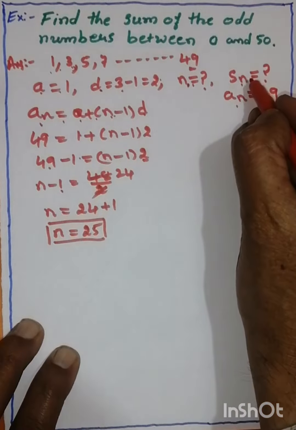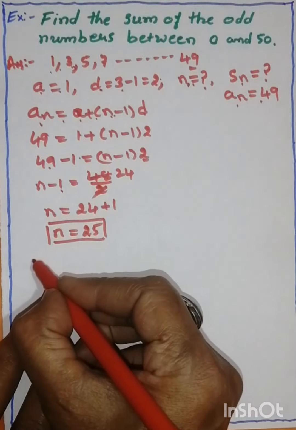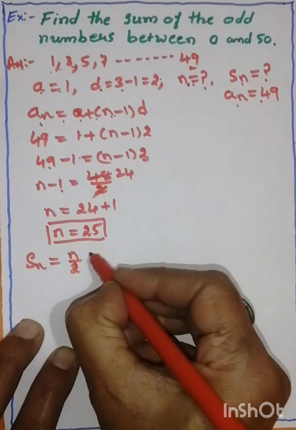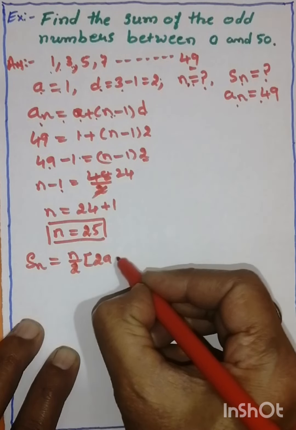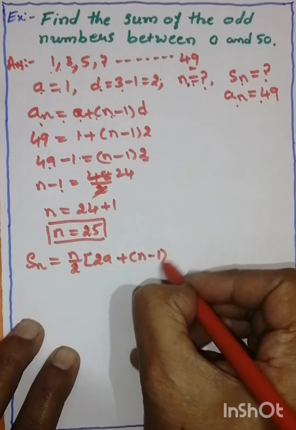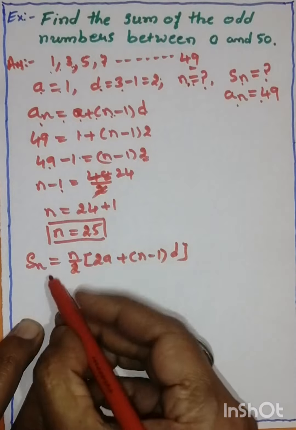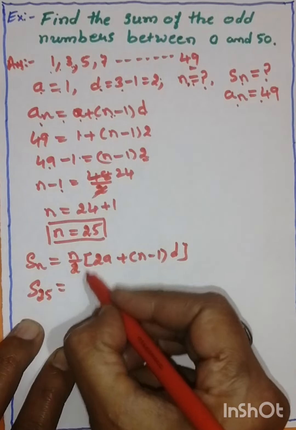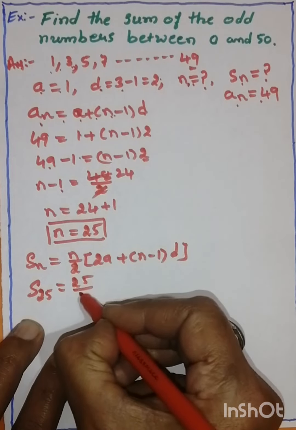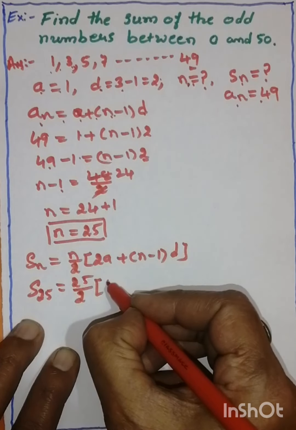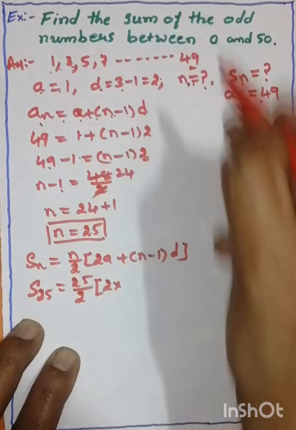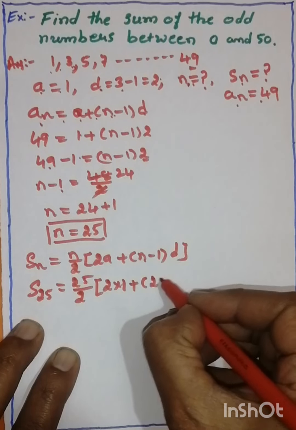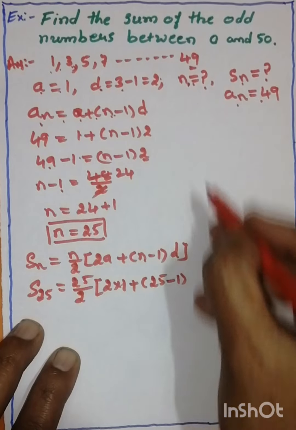Now we have to find the sum of 25 terms. Therefore we have the formula Sn equal to n by 2 into the bracket 2a plus (n minus 1) into d. That is the formula. S25 equals n is 25 divided by 2, into the bracket 2 into a is 1, plus n is 25 minus 1, d is 2.